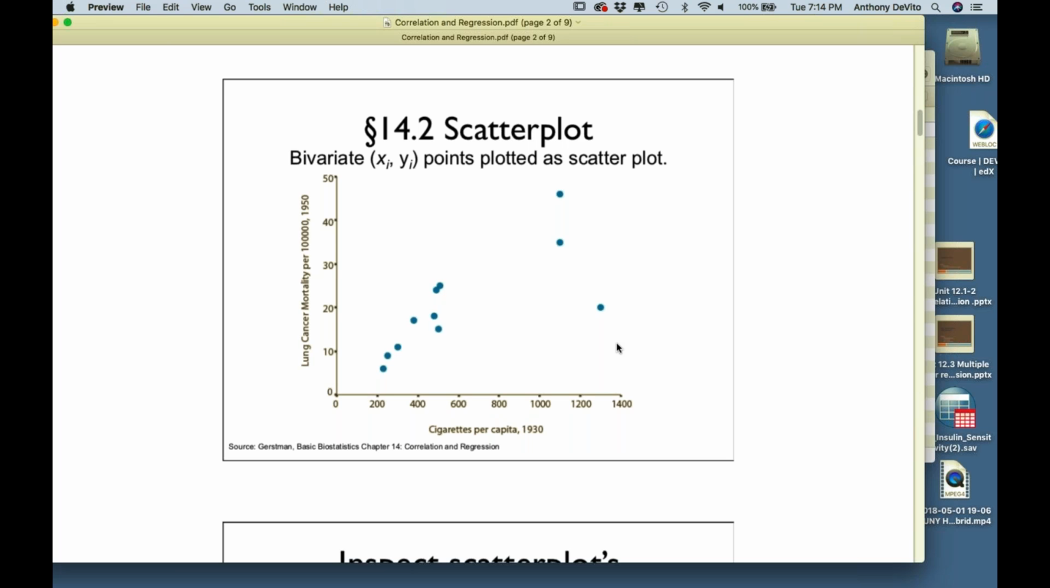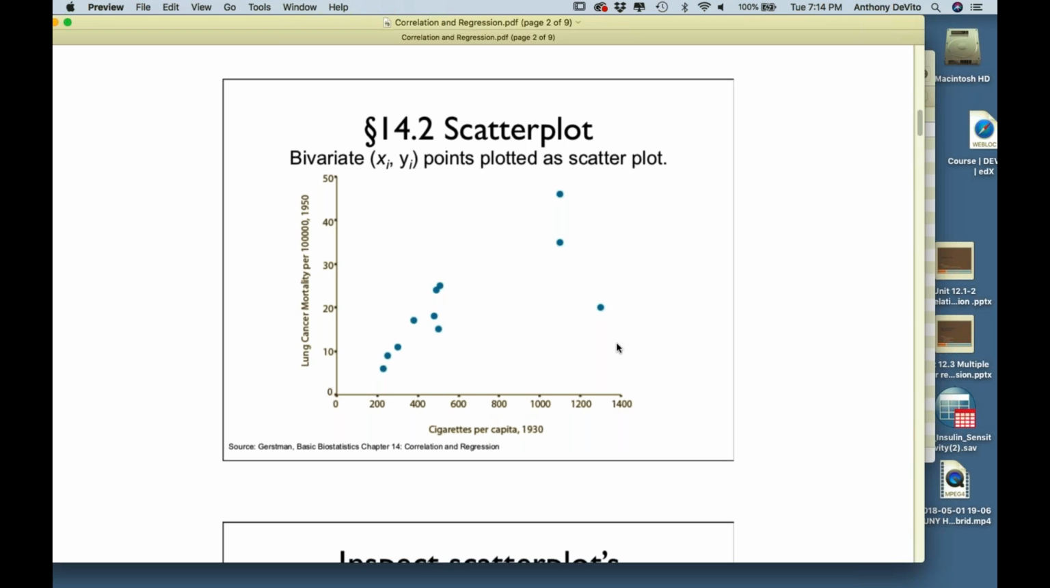So let's take a look at this country here. That's 1,300. That's the United States, right? We smoked at that time, in 1930, the per capita rate of smoking was 1,300 cigarettes per person. And the lung cancer rate, mortality due to lung cancer, was about 20 per million per year.